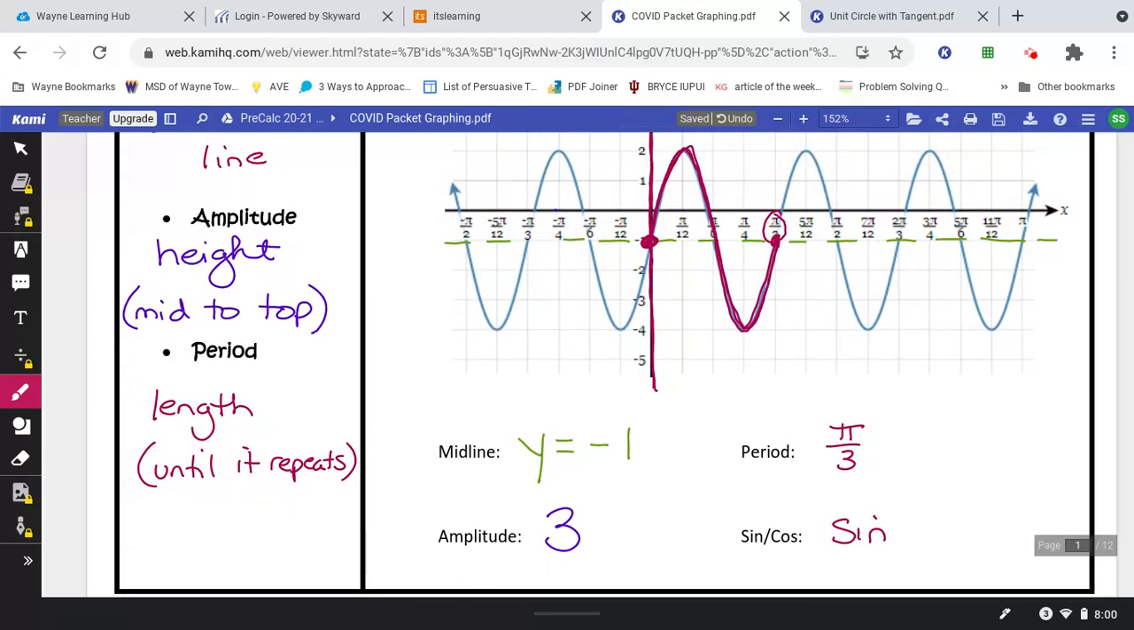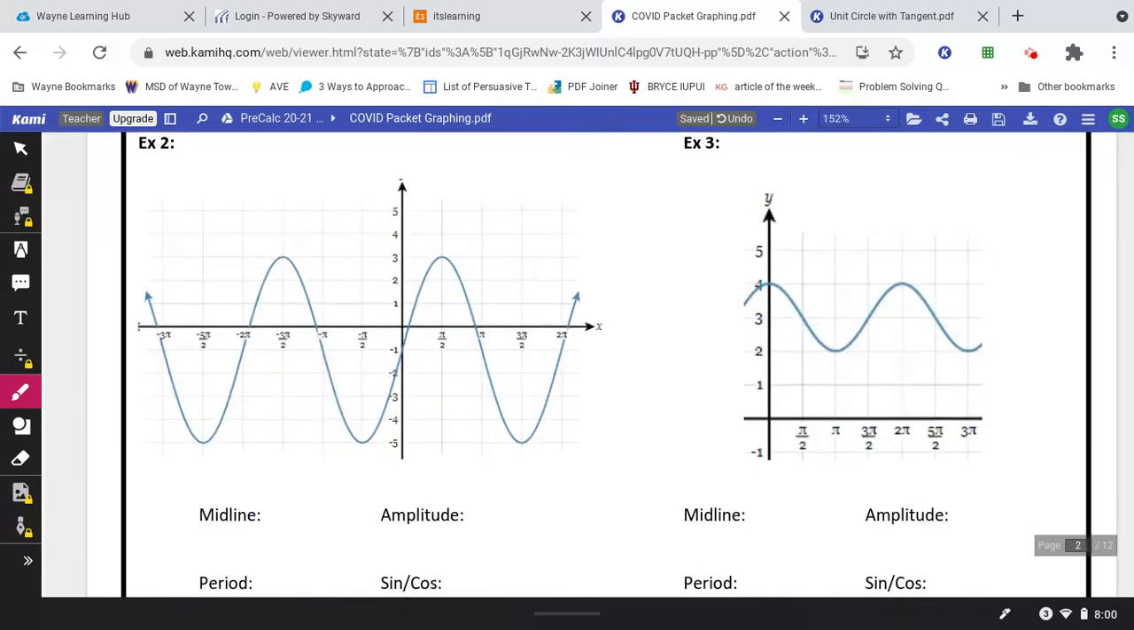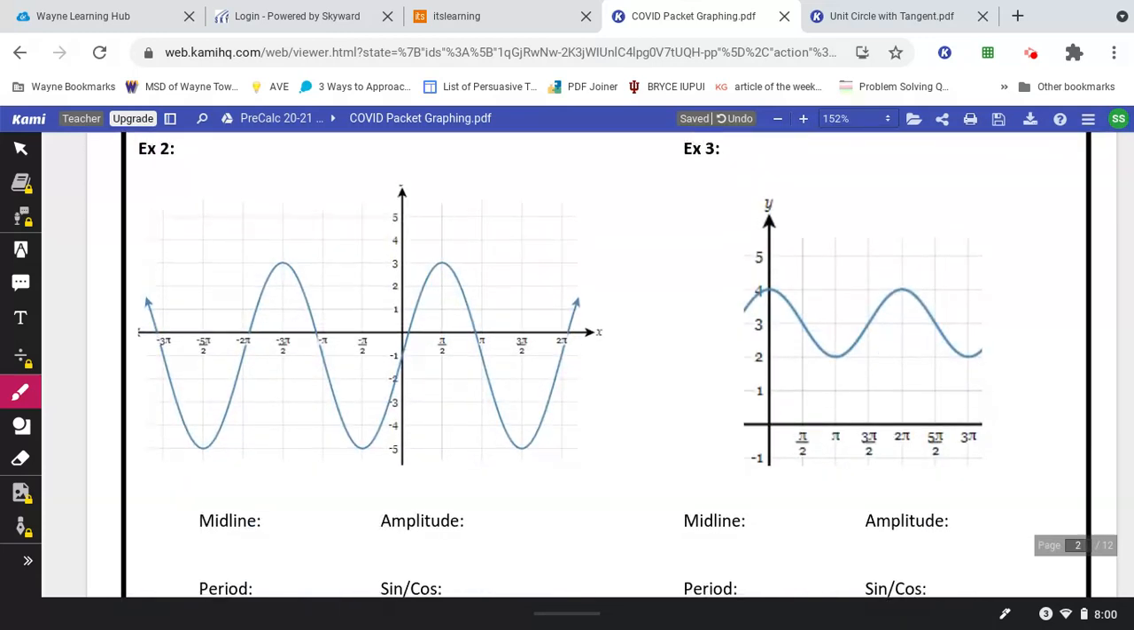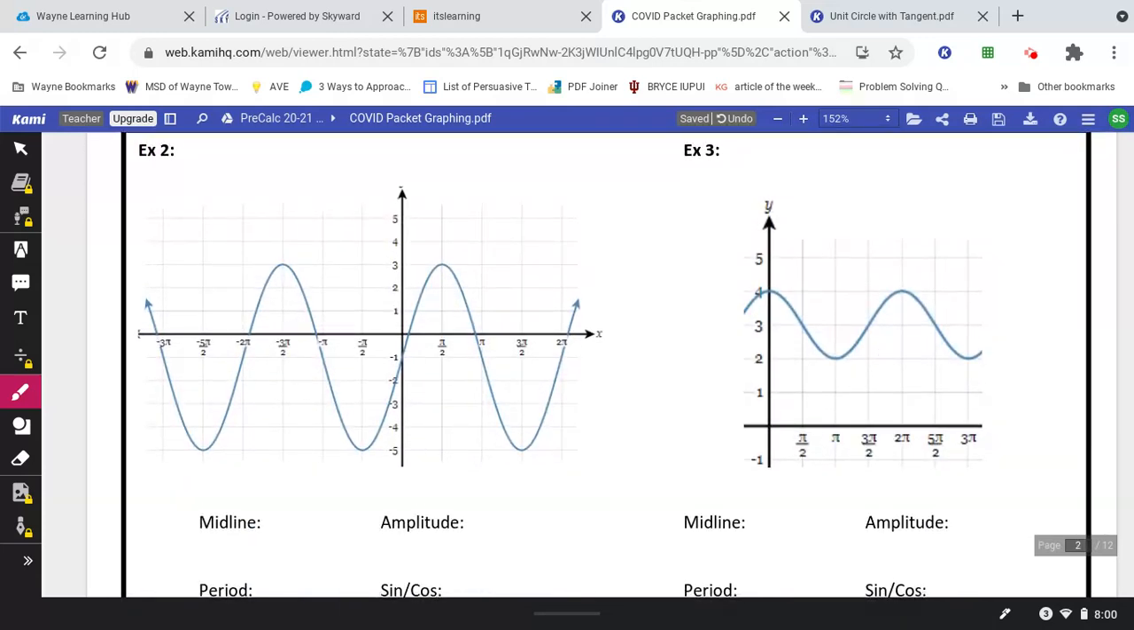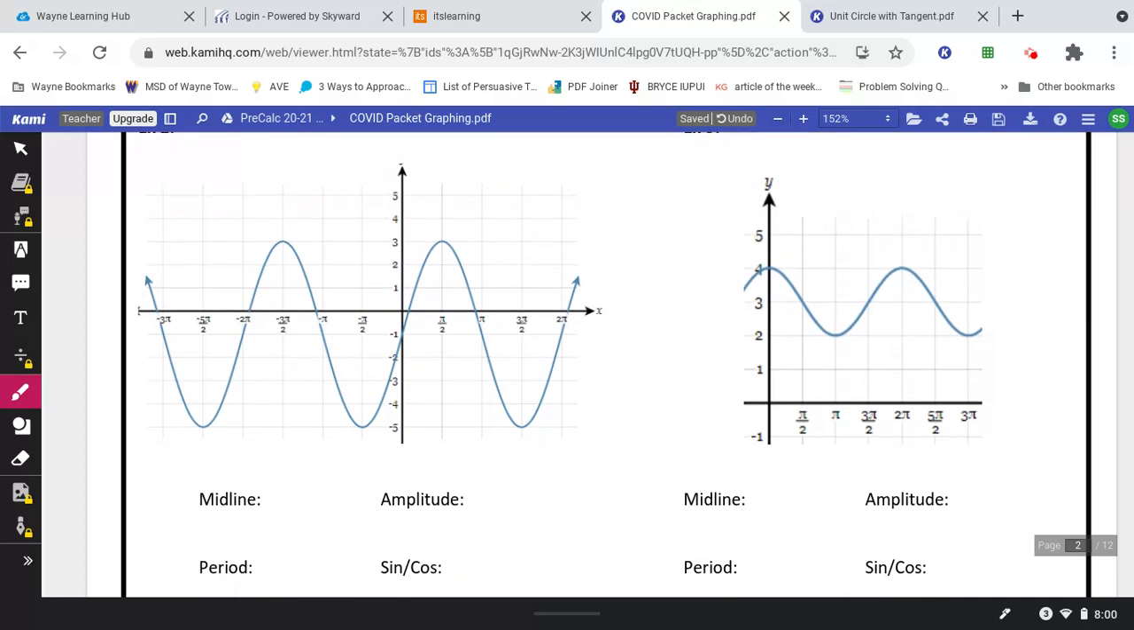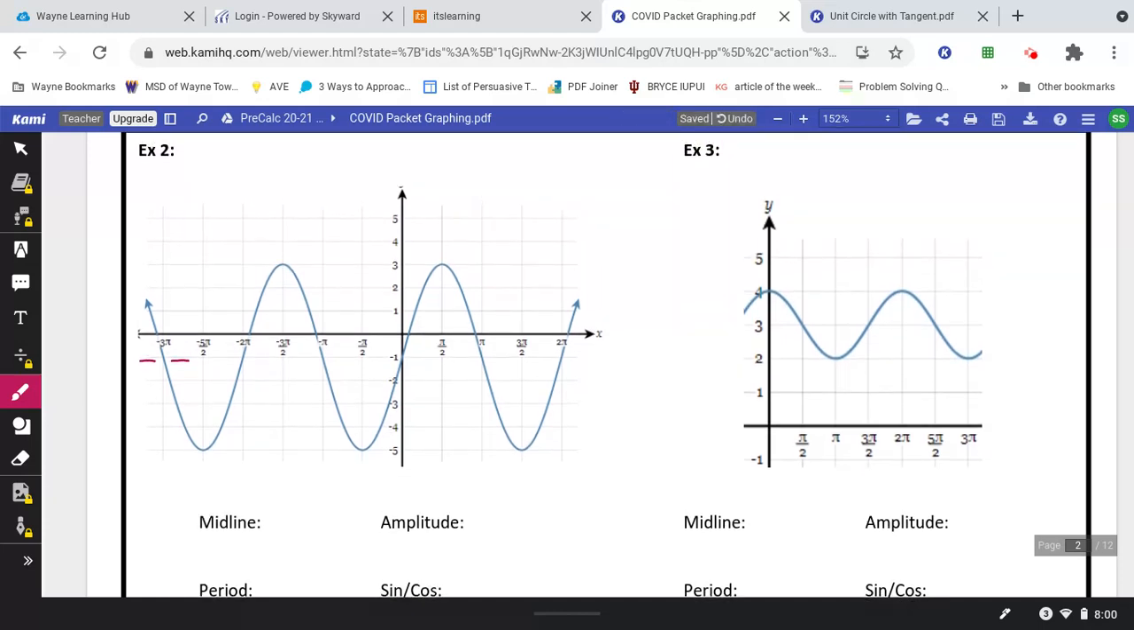All right, let's look at example 2. First, identify the midline. See if you can find where the baseline, the middle line of that graph, is. It should be right here, again at -1. So for the midline, we'll write it as a line, y equals -1.